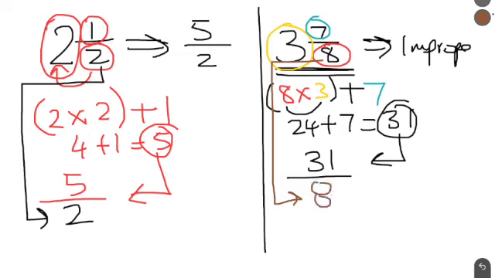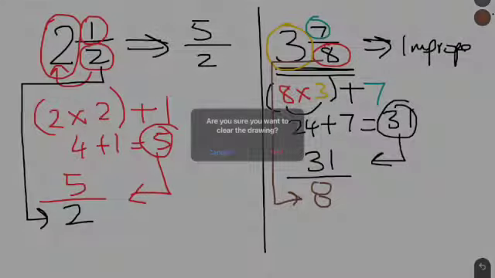So now the improper fraction becomes 31/8. Okay, so these are two examples of how we convert mixed fractions to an improper fraction. Okay, let's do another one just to solidify, or show you, so it can cement your understanding.